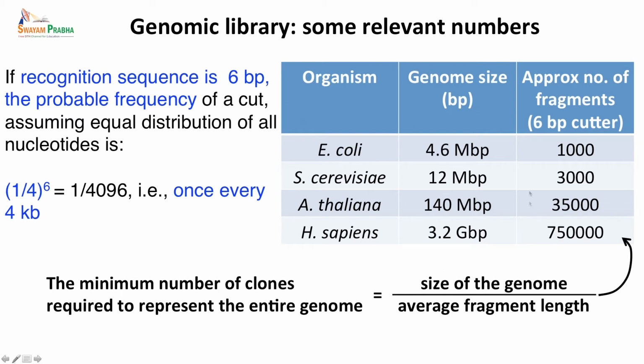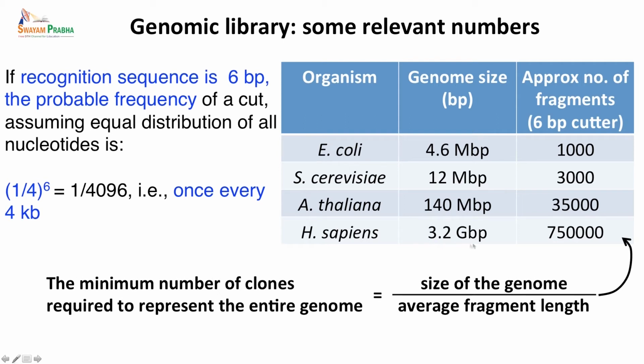Now this table here shows the genomic size of various organisms. I have shown E. coli, yeast, S. cerevisiae, Arabidopsis, which is a model plant that is very often used in plant research, and of course the human genome. And as you can see, the E. coli genome is about 4.6 megabase pair. And as you go through these different genomes, the size of the genome has increased.